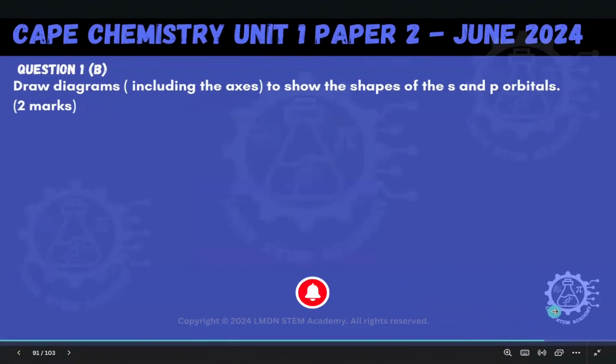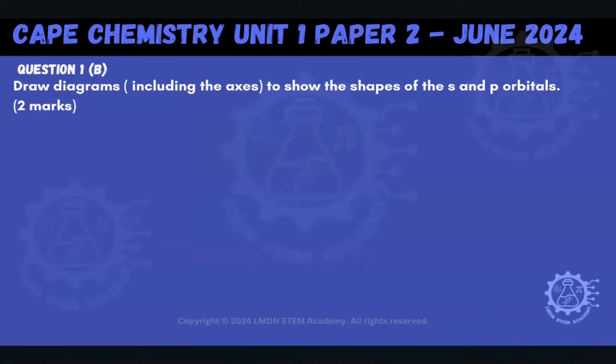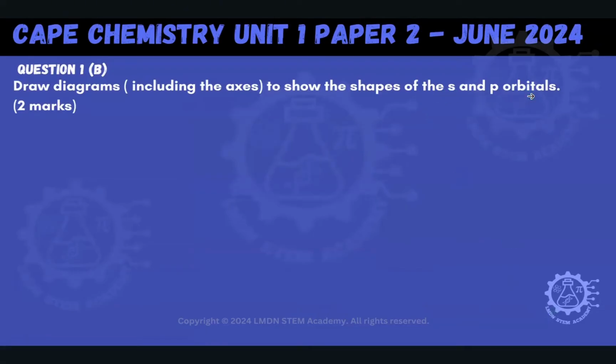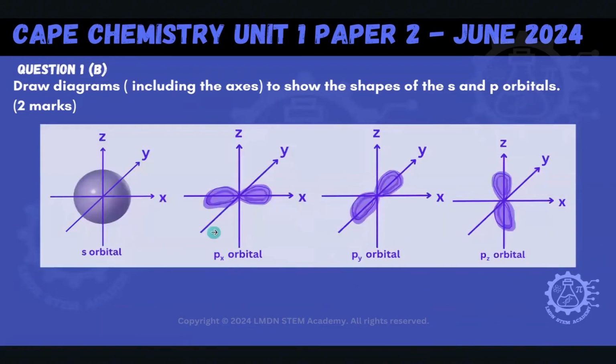Let's go ahead. So question 1B says draw diagrams including axes to show the shapes of the s and p orbitals. Okay, 2 marks. So here are our diagrams. So here's our s orbital. It's spherical, as the s represents spherical. So we see that we have a sphere here, and that runs through the x-axis, the y-axis, and the z-axis. Remember, we're in 3D now, and so we show the z being this upright one here and the y being this diagonal.